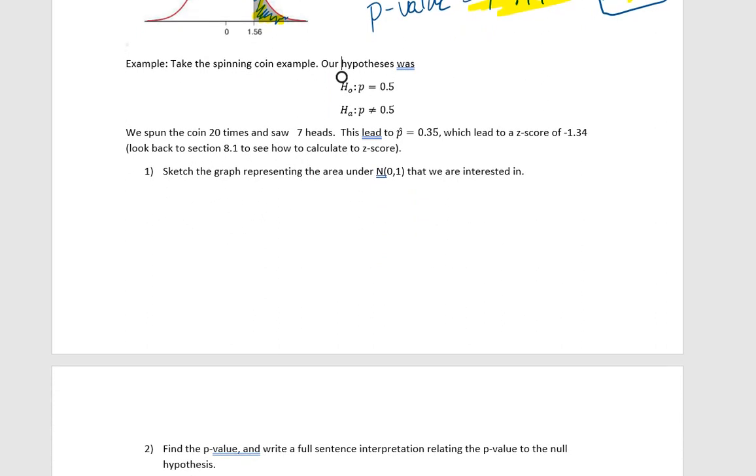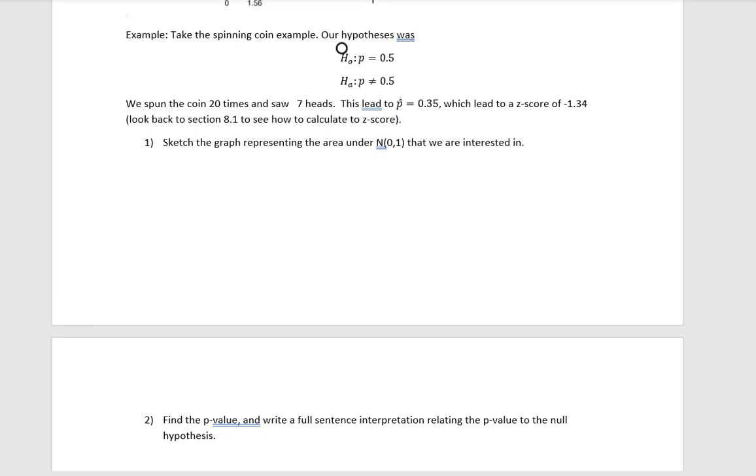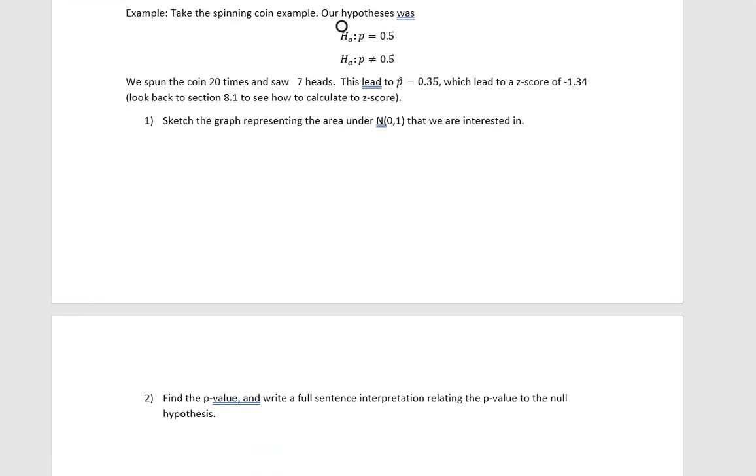All right, so let's look at a couple examples of this. So first, we spun the coin 20 times and saw 7 heads. This leads to p hat equaling 0.35, which leads to a z-score of negative 1.34. So what we want to do is sketch a graph representing the area under N(0,1) that we're interested in.